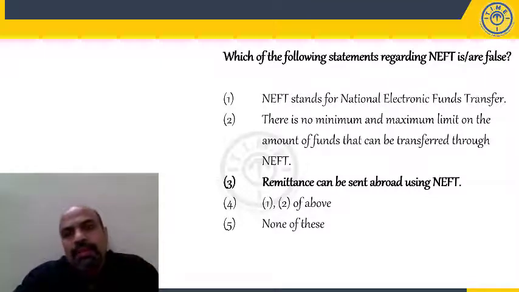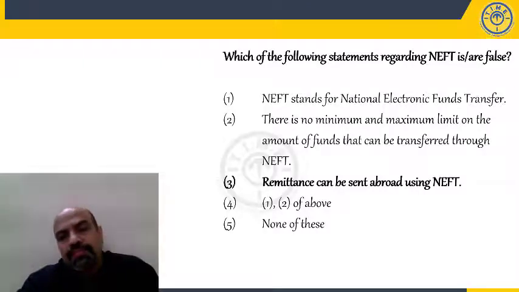Launched 2005. Next, what is NEFT? A nationwide payment system that allows transfer of funds from one bank account to another.